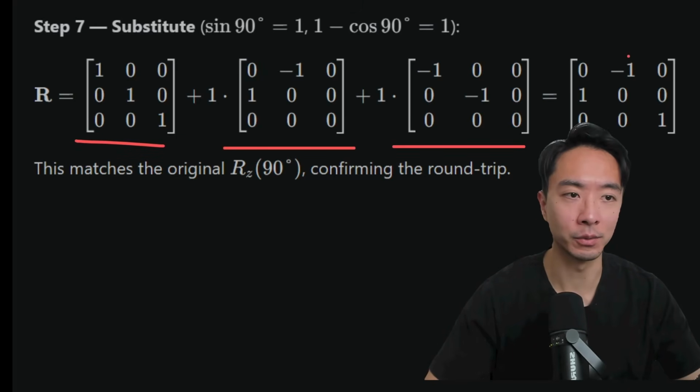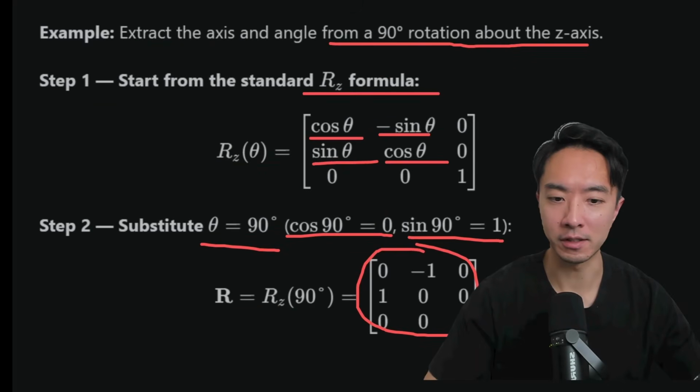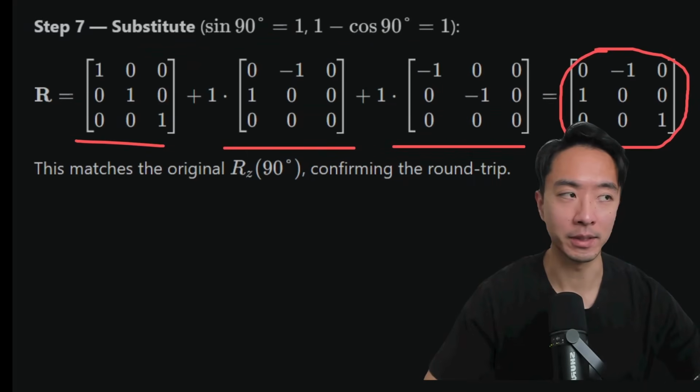And then finally we get 0, 1, 0, negative 1, 0, 0, and 0, 0, 1. So we could compare with our previous matrix here, right? 0, 1, 0, negative 1, 0, 0, 0, 0, 1. So this matches our expectations.